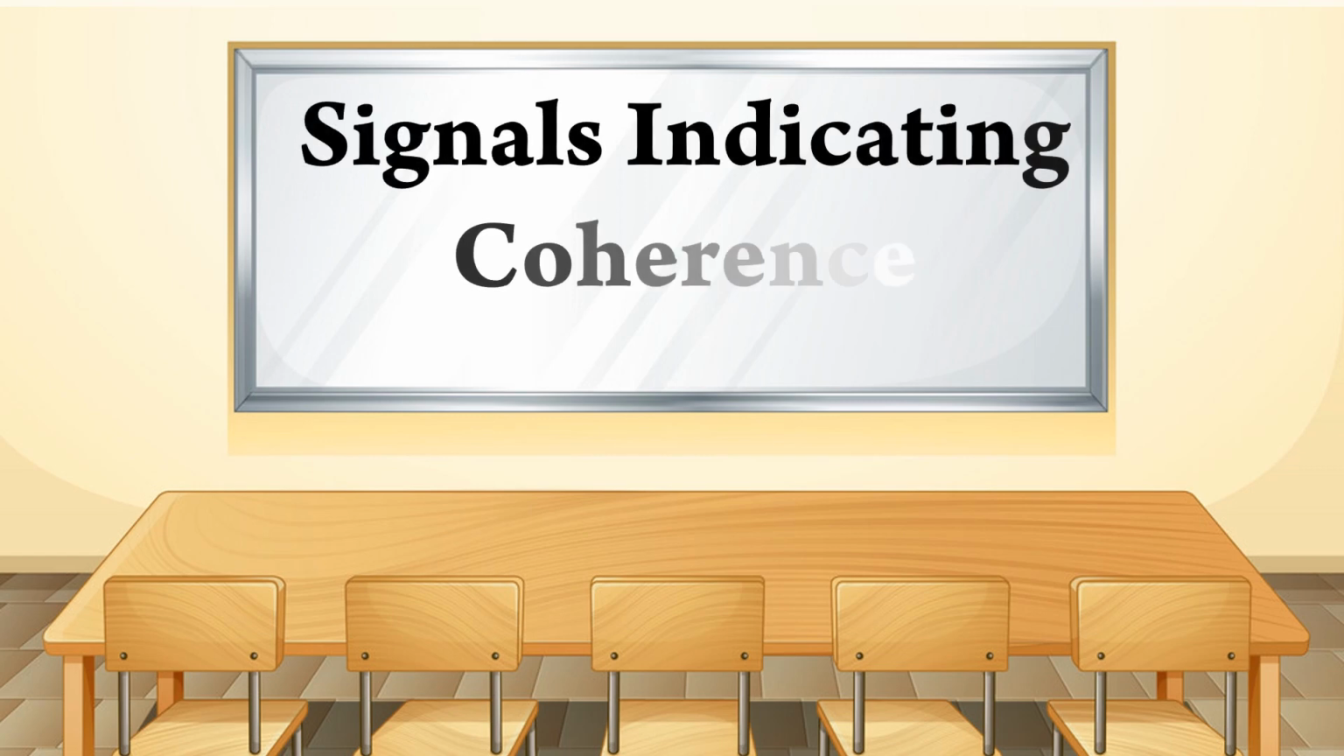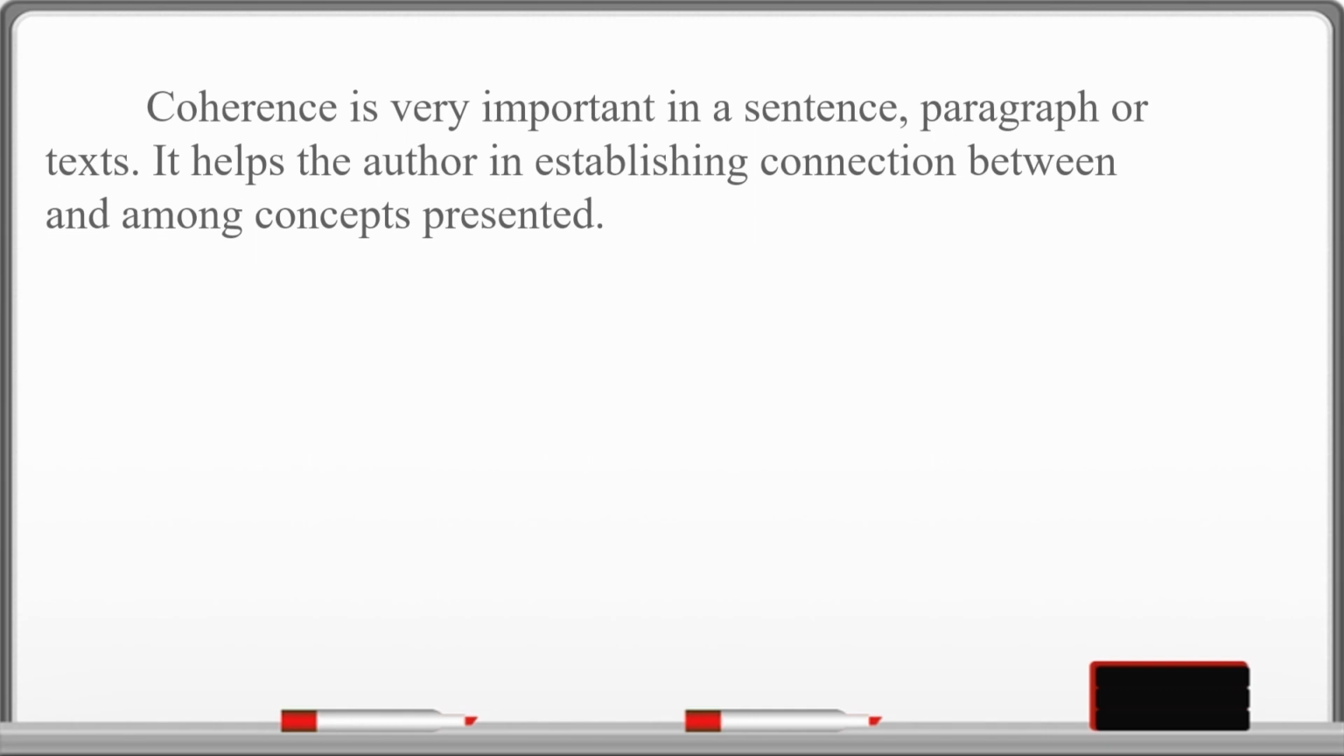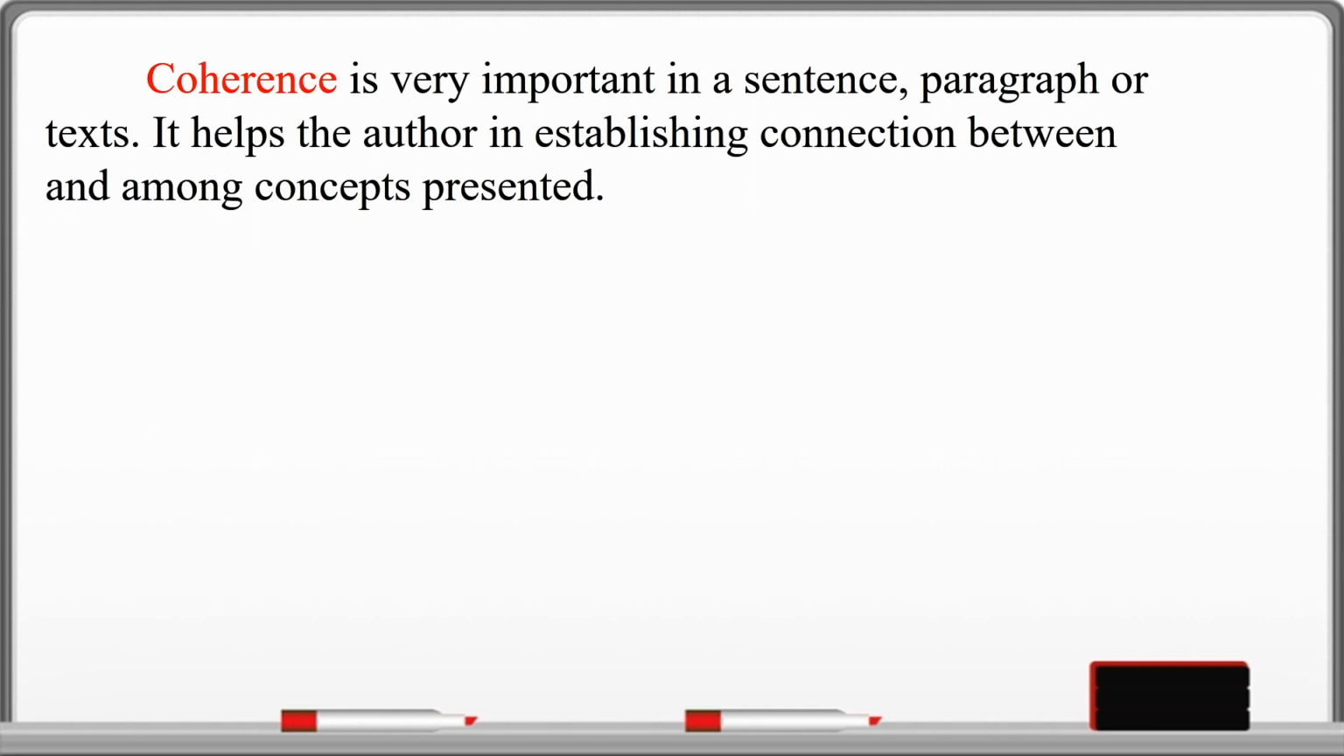We are going to talk about signals indicating coherence, or transition signals. Let's define first the word coherence. Coherence is very important in a sentence, paragraph, or text. It helps the author in establishing connection between and among concepts presented.